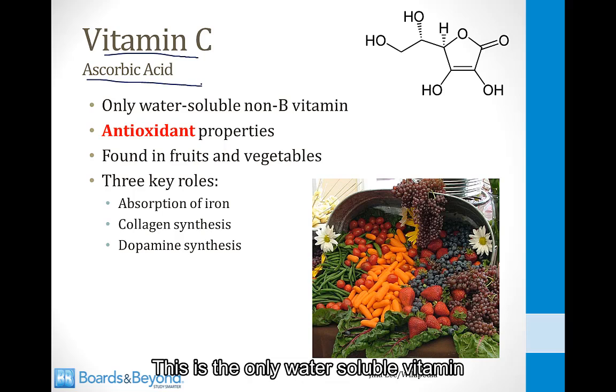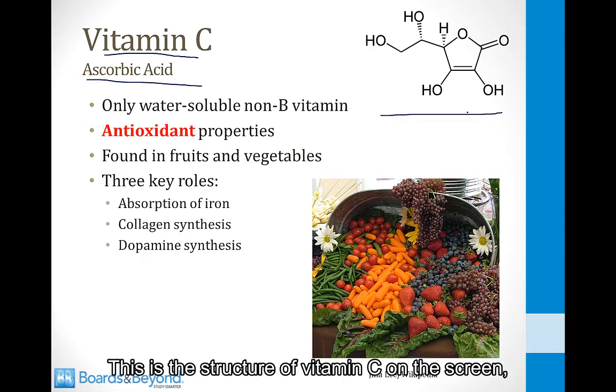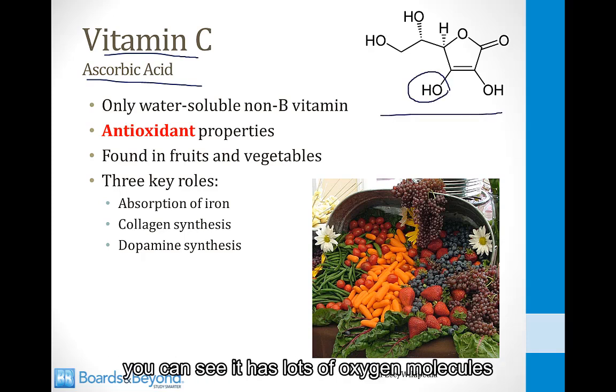This is the only water-soluble vitamin among the non-B vitamins. This is the structure of vitamin C on the screen. You can see it has lots of oxygen molecules, and these will make it soluble in water, and that's different from the other fat-soluble non-B vitamins.